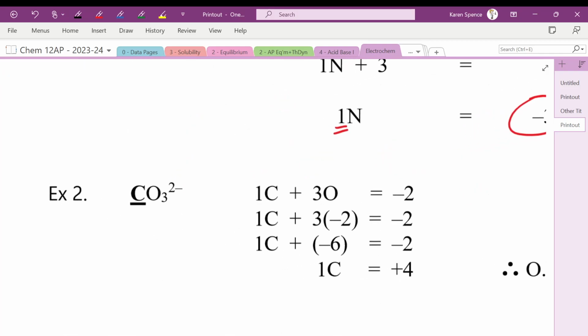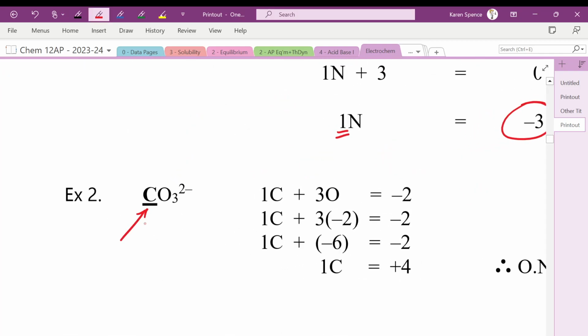CO3 2-. How many C's do we have? 1 carbon. How many O's do we have? 3 O's. And our overall charge is -2. So you write down 1 carbon, 3 oxygen equals the overall charge, which is -2.